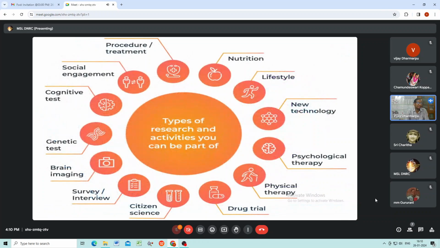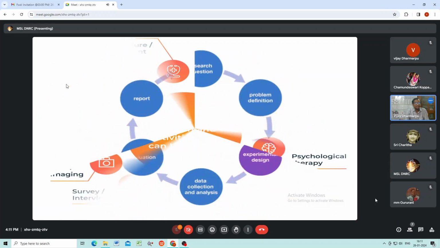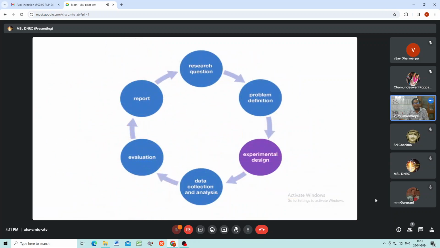So these are some fundamental types. I just want to show you what fundamental types we have. What is the importance of research? Why are we going to do this research? For this, nutrition, lifestyle, new technologies, therapies, citizen surveys or interviews, brain imaging, and genetic tests, and all. So this is a cyclic process.